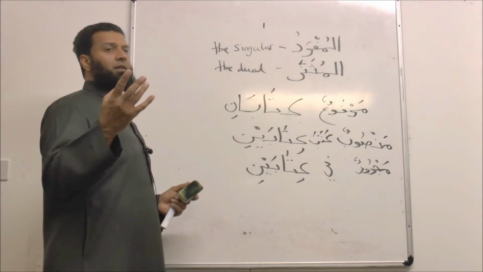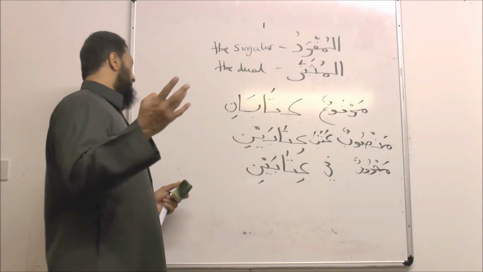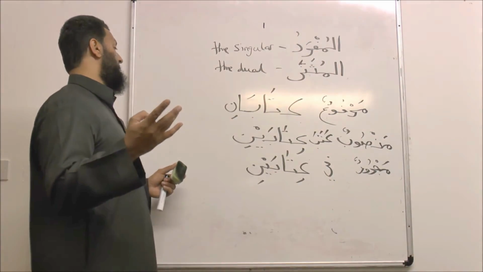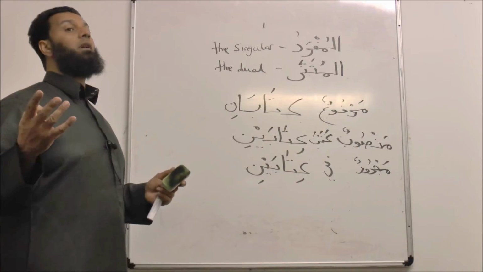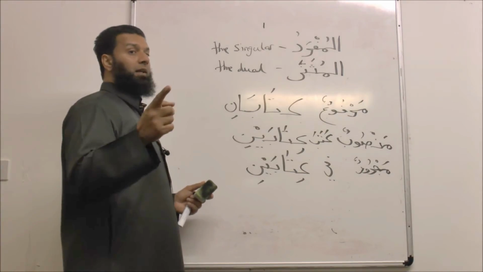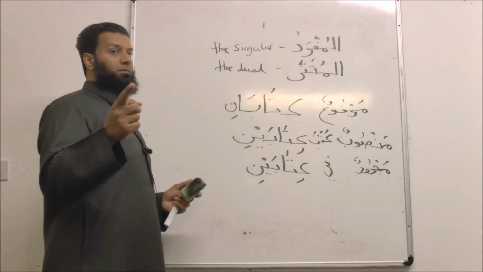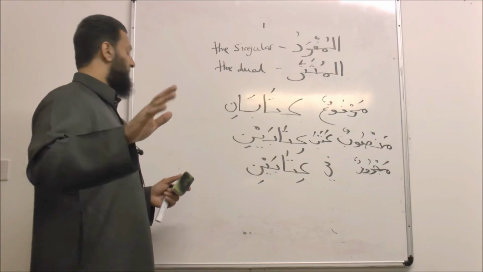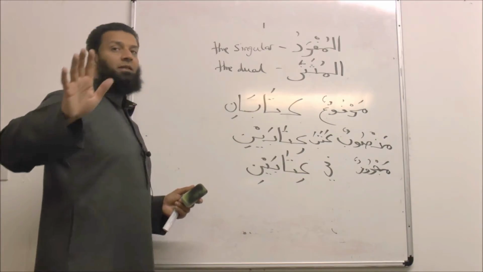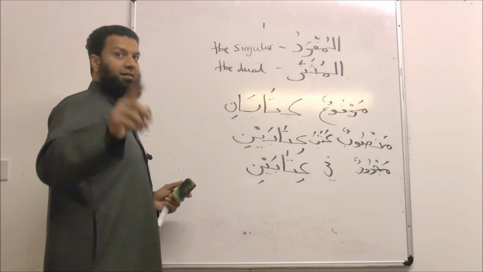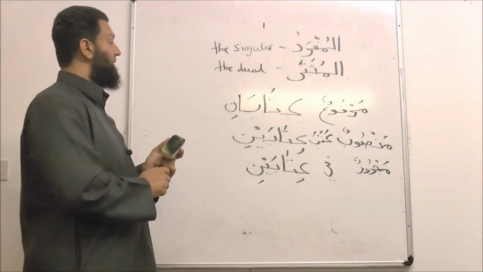Starting and finishing: if it starts with the al, that is definiteness or indefiniteness. And the fourth is i'rab, state. Not tense, but state.